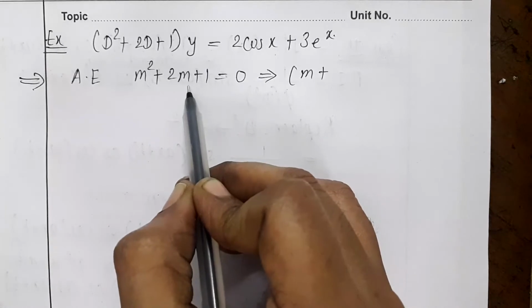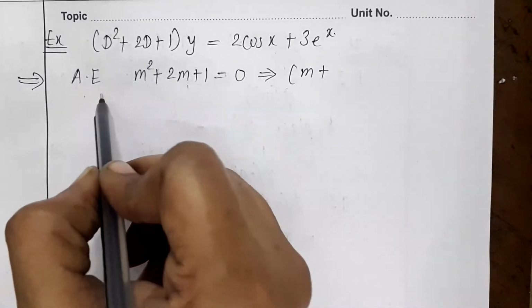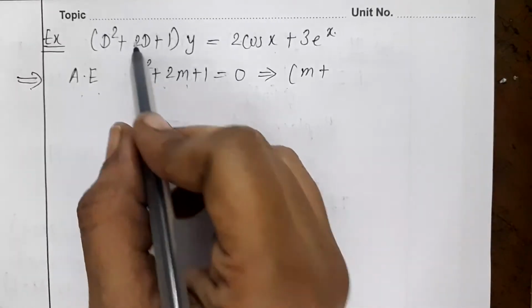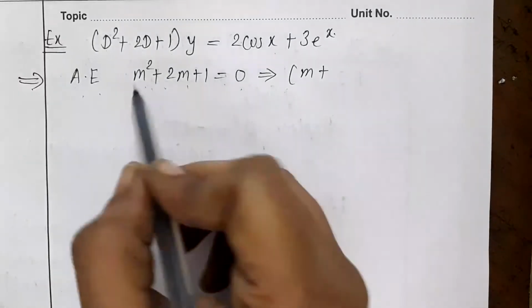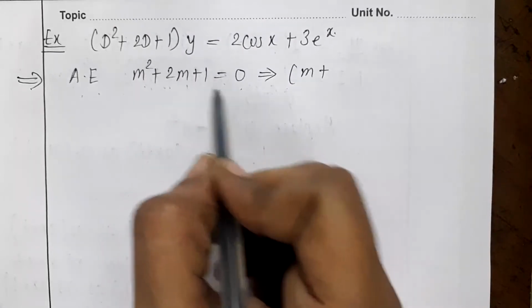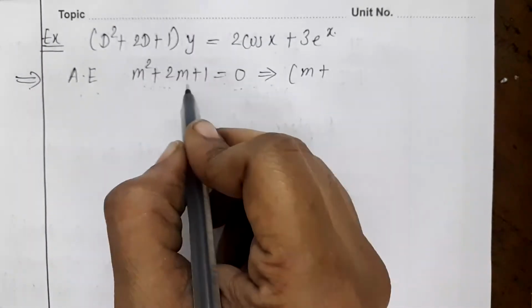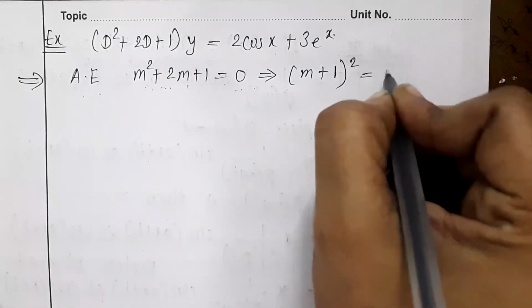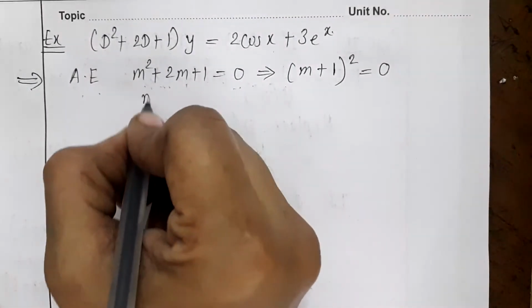To find out CF, we want the auxiliary equation. So the auxiliary equation is m square, replacing D by m and equating it to 0. So m square plus 2m plus 1 is equal to 0. Now m square plus 2m plus 1 is a perfect square, which is (m plus 1) whole square is equal to 0.